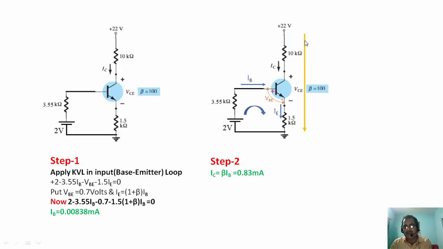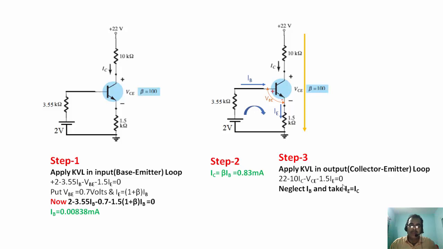The output loop is from collector to emitter. Now we have to apply KVL in output loop, that is from collector to emitter. That equation is plus 22 volt minus 10 IC minus VCE minus 1.5 IE. This is the equation.